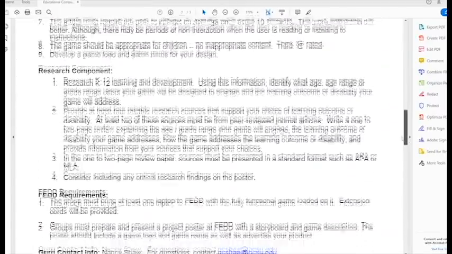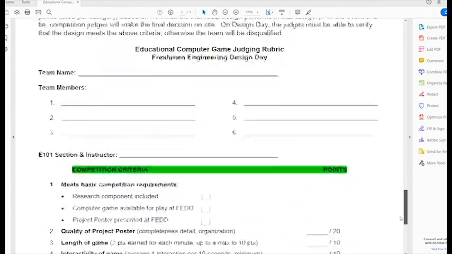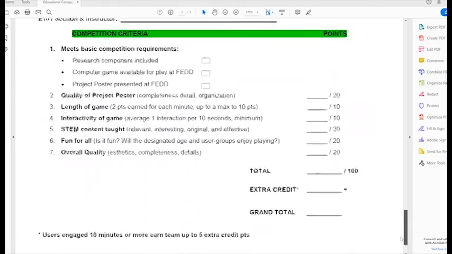FEDD was a big learning experience for all of us, and we really enjoyed every single moment of it. Hopefully next year's FEDD projects will be even more creative.